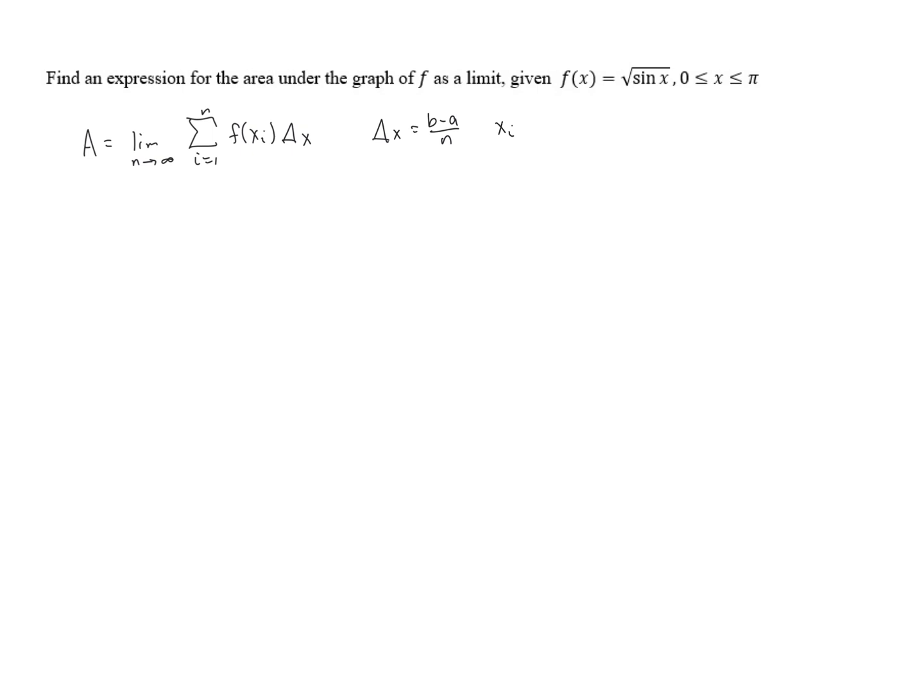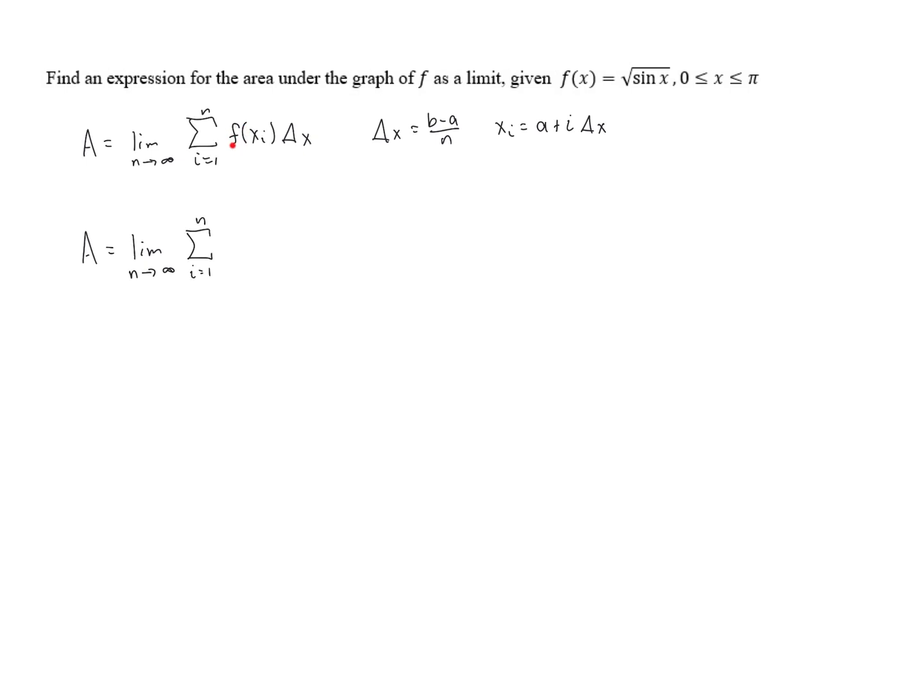And we know that x sub i is equal to a plus i delta x, which is b minus a over n, but we'll get there. So let's actually plug these things in for this particular function. So we've got the limit as n approaches infinity of the sum as i ranges from 1 to n.